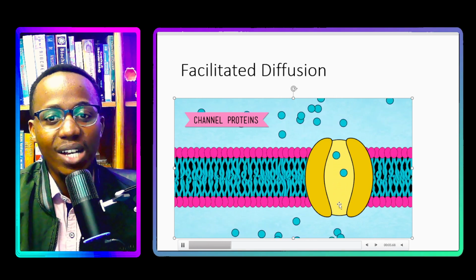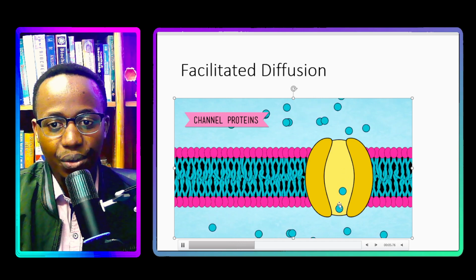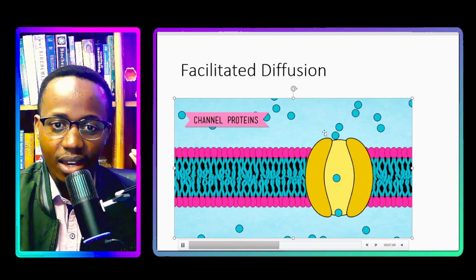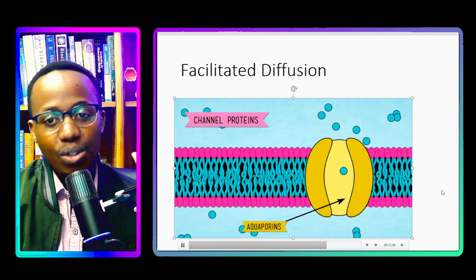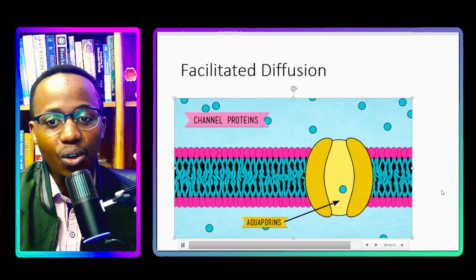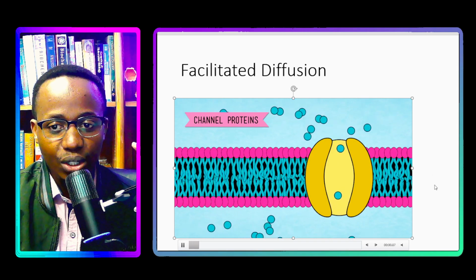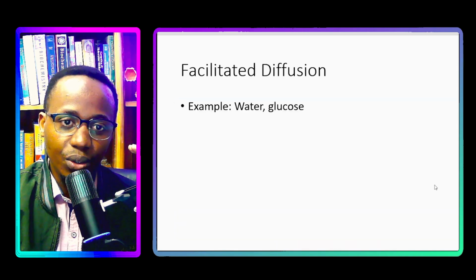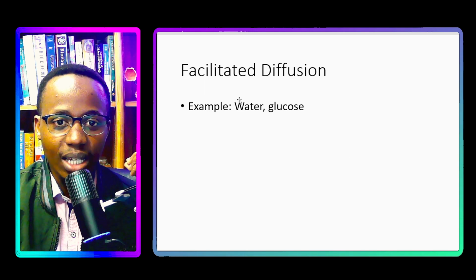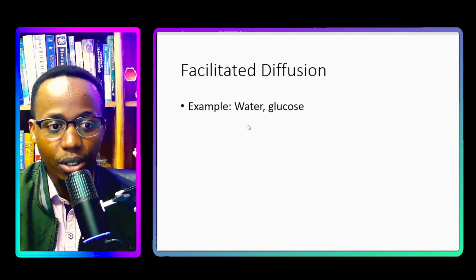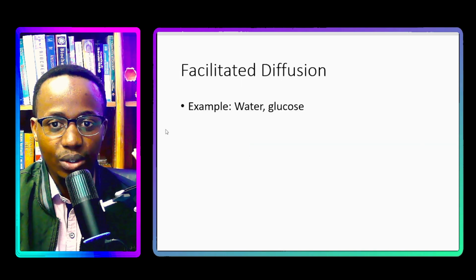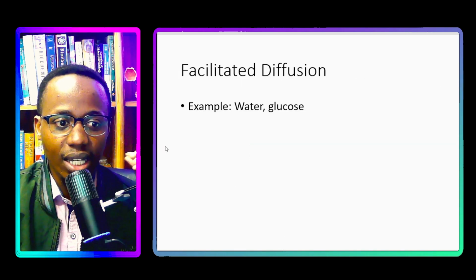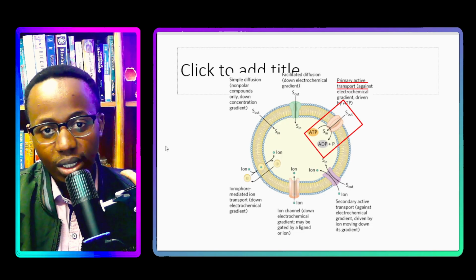Aquaporin is an example of facilitated diffusion, where it just stays there, but based on the gradient, based on the difference in concentration, it can go in and out, right? So that's facilitated diffusion. An example is water in case of aquaporin. Another example is glucose, right? Those are the two examples with facilitated diffusion. Let's go to the next one.